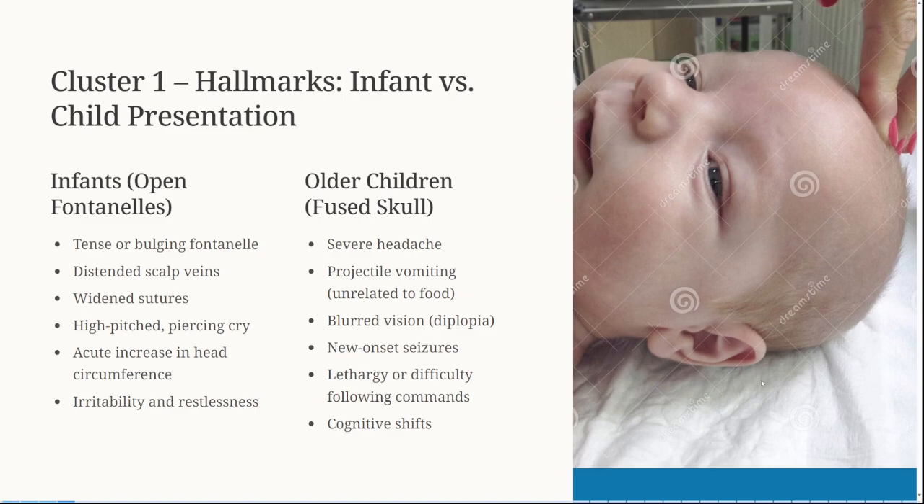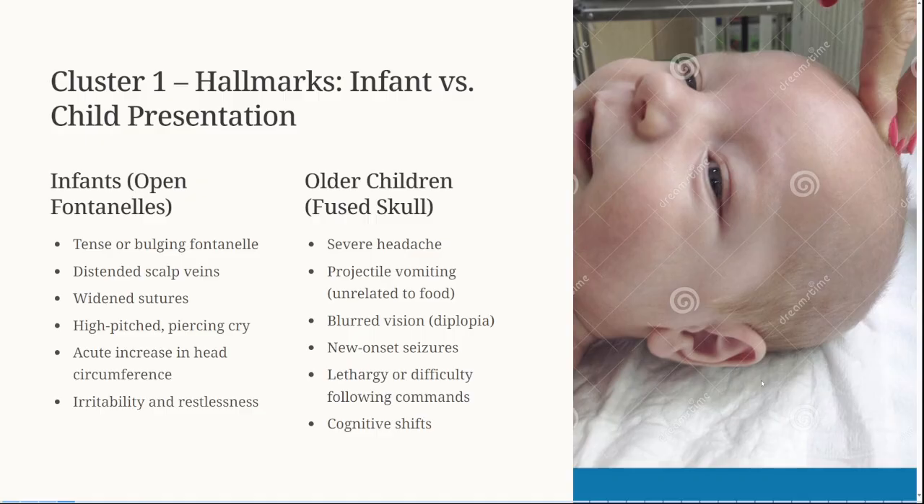Right. And then what about in an older child once those sutures have fused? So in the older child, the symptoms align more with what we expect in adults. The skull is now a closed box, so the pressure causes headache, nausea, and notably forceful vomiting that's often completely unrelated to food.